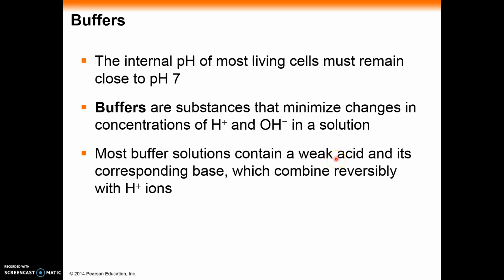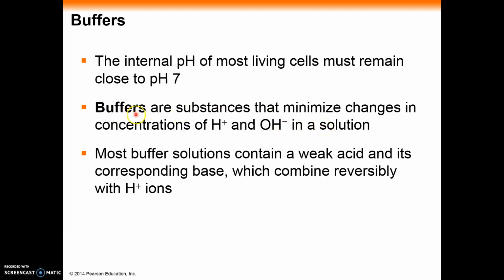All right, picking up where we left off, remember that we said that the pH of most living cells must remain close to a pH of 7. So how do our cells achieve that? How do we protect ourselves? One of the ways we do this is by utilizing things called buffers. Buffers are things that minimize changes in concentrations of hydrogen ions or hydroxide ions in solution.